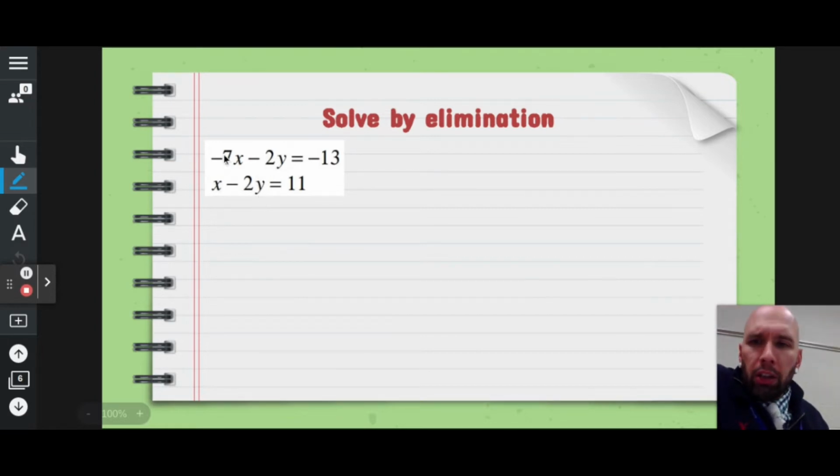Okay, when you're doing elimination, first thing you need to do is make sure everything's lined up. It doesn't look so pretty, but I'll make it look pretty in a second. I have negative 7x, minus 2y, equal sign, number. I have x minus 2y again, equal sign, number.